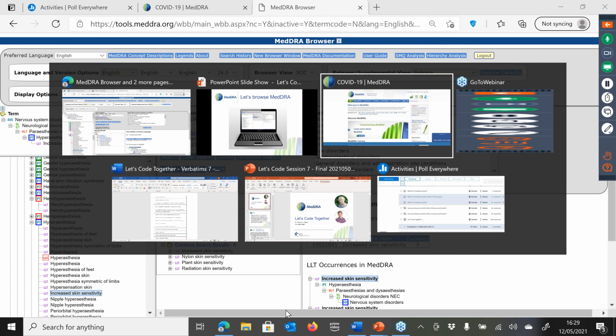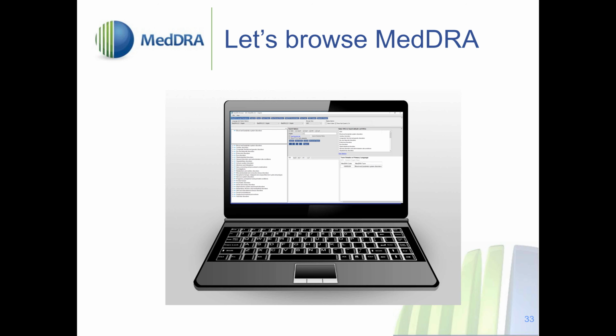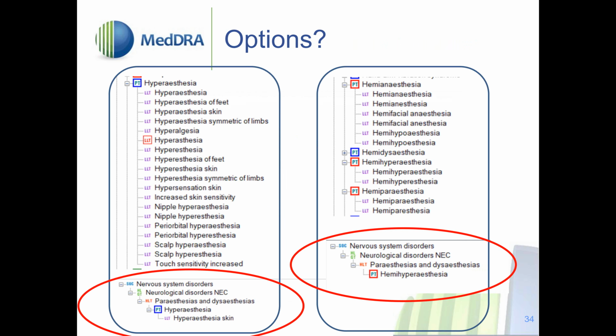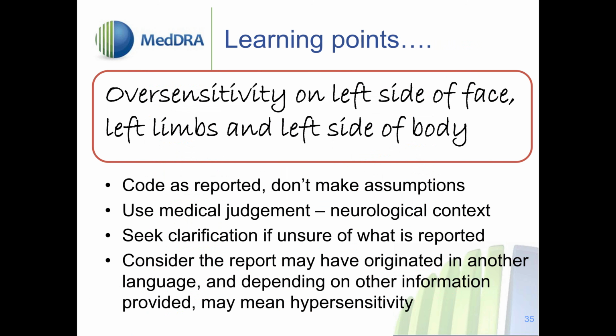So let's go back to our slides. This is just to remind you, to show you the two PTs side by side. They both fall within the same HLT, hyperesthesia and hemi-hyperesthesia. So our learning points there are that I do look to code as reported and I search using the reported words, so sensitivity would be my first go-to search.